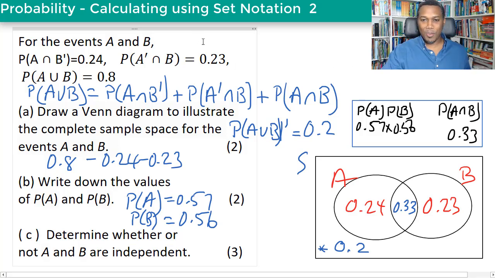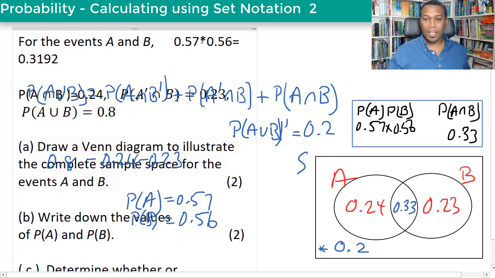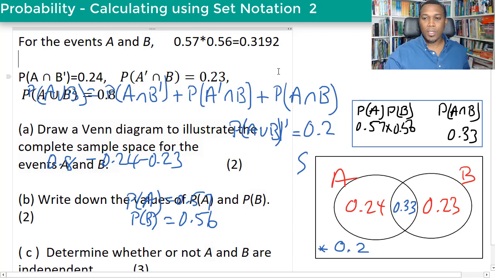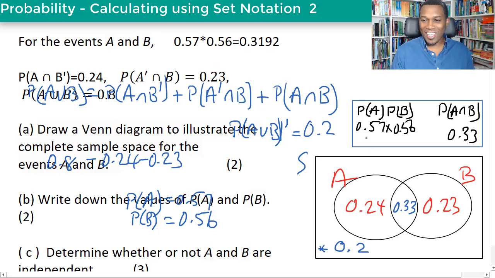Let me just get a space here. I'll just show you this. I'll type in 0.57 star 0.56, press the equal sign and enter, and voila, there you go. I just needed to make a bit more space. So it is 0.3192. That's cool, isn't it? In OneNote, you can just type it in and it does calculations.